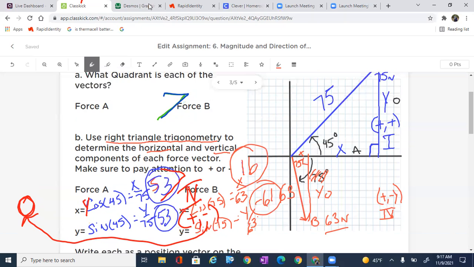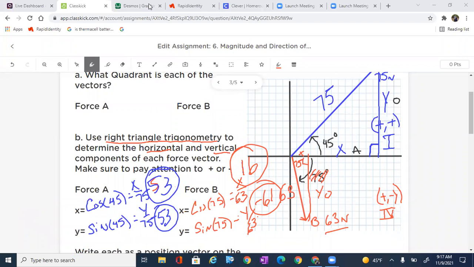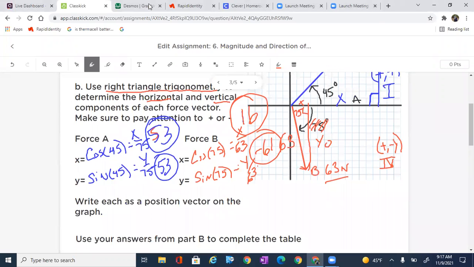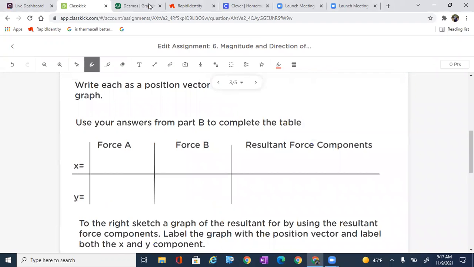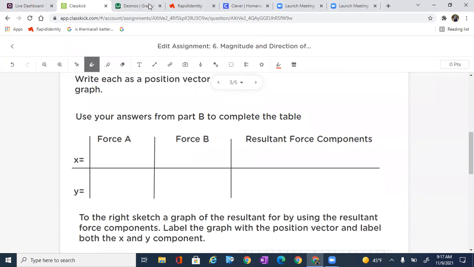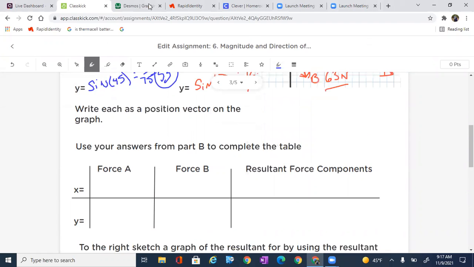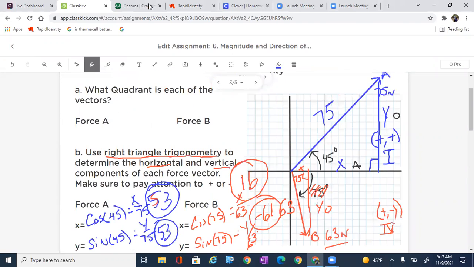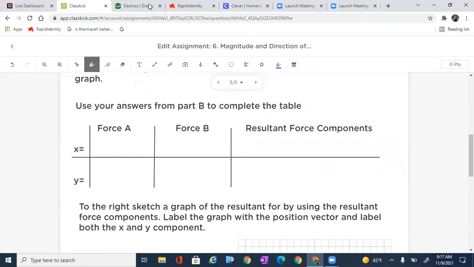Okay, once we've got that, we've got all of our components. We're going to work it down a little bit, and we're going to put them into a table, because what we want to do is combine the two vectors. And how we're going to do that is we are going to take force A's X and Y component, which was 53 and 53. So I'm going to write 53, 53 into the table.